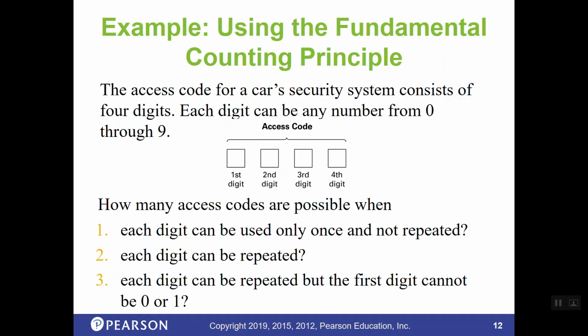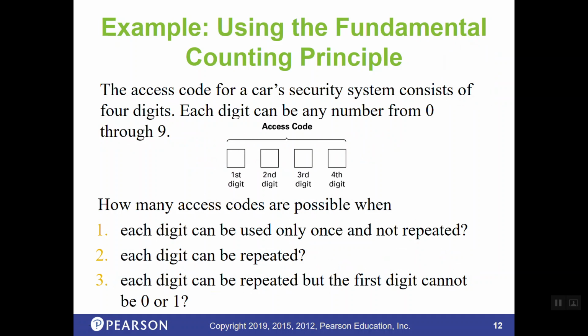So the next example. We're also using the fundamental counting principle to find the following. The access code for a car's security system consists of 4 digits. Each digit can be any number from 0 to 9. When you count from 0 to 9, you can count with me: 0, 1, 2, 3, 4, 5, 6, 7, 8, 9. So you will have 10 choices. When it says from 0 to 9, there are 10 choices.